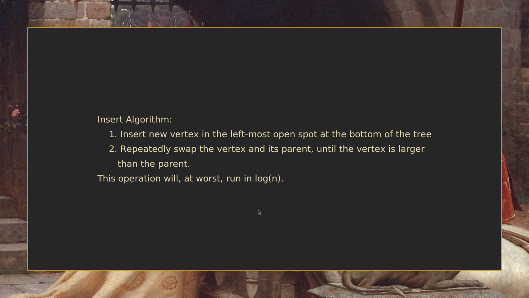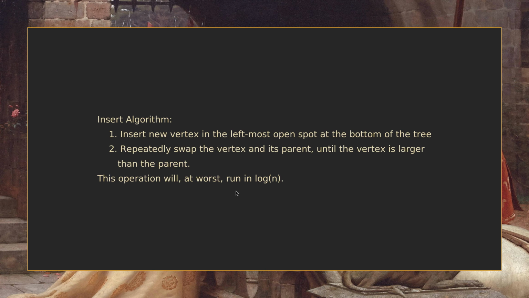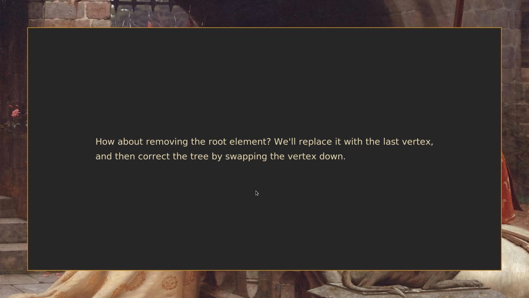And note, in the worst case, we are going to run in logarithmic time, because the worst case scenario, which is actually this scenario right here, is we swap it all the way up to the root of the tree. And the tree, if it's balanced, which it will be, is going to be of logarithmic height. So at most we have logarithmic swaps, and so our worst case scenario for insert is logarithmic, which is pretty good. So how about removing the root element?